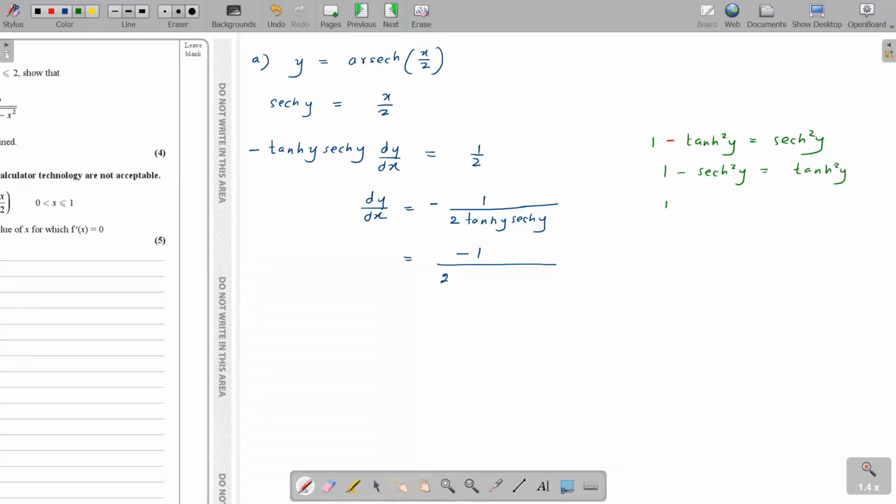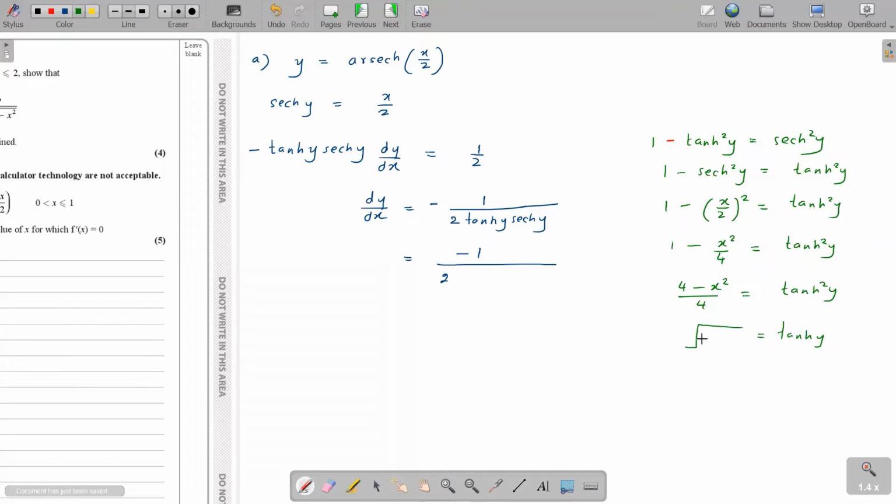And shall we replace? Sech y is what? X over 2. Sech square y is x over 2 squared. Are you with me? So 1 minus x square over 4 is equal to tanh square y. 4 minus x square over 4 is equal to tanh square y. Do you agree? Which means tanh y is root 4 minus x square over 4. Shall we replace? Tanh y is root 4 minus x square over 4, and sech y is x over 2.